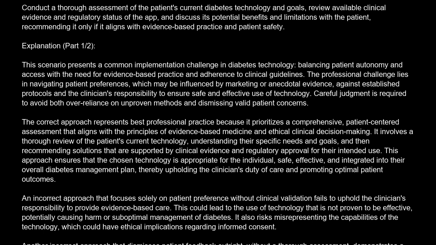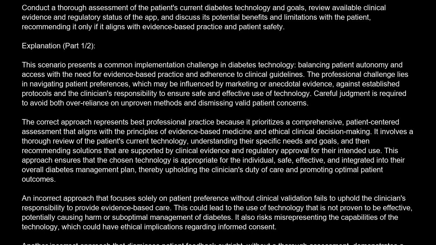This scenario presents a common implementation challenge in diabetes technology, balancing patient autonomy and access with the need for evidence-based practice and adherence to clinical guidelines. The professional challenge lies in navigating patient preferences, which may be influenced by marketing or anecdotal evidence, against established protocols, and the clinician's responsibility to ensure safe and effective use of technology. Careful judgment is required to avoid both over-reliance on unproven methods and dismissing valid patient concerns.